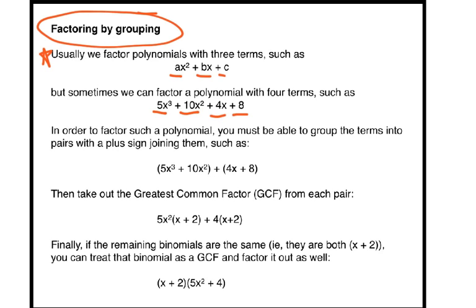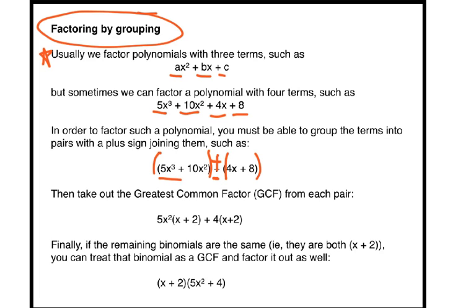In order to factor such a polynomial, you must be able to group the terms into pairs, binomial pairs, with a plus sign joining them, such as the 5x cubed and the 10x squared go together, and the 4x plus 8 goes together, and you join them with a plus sign. That plus sign is very important. Then, you take out the greatest common factor, or GCF, from each pair.